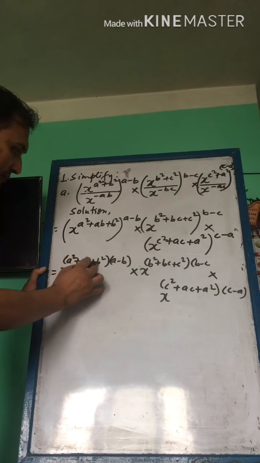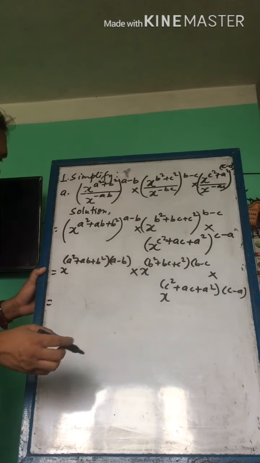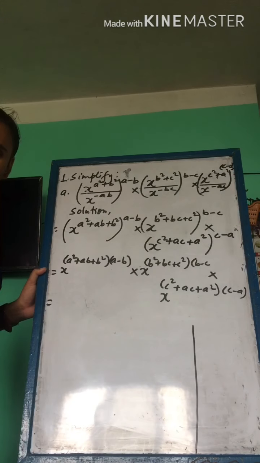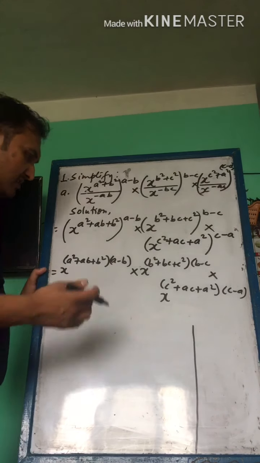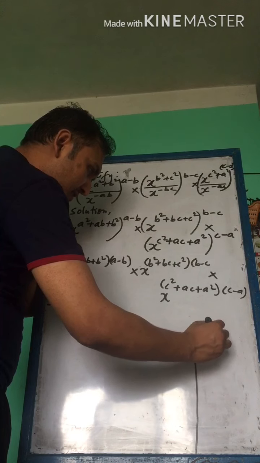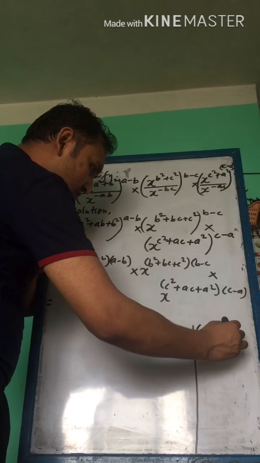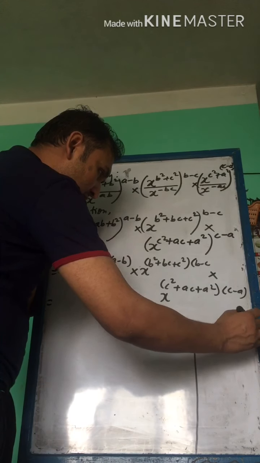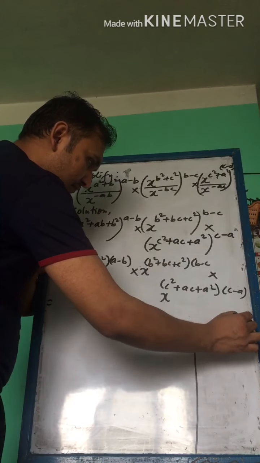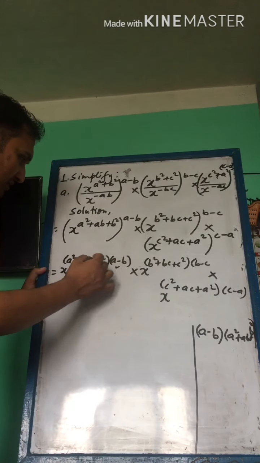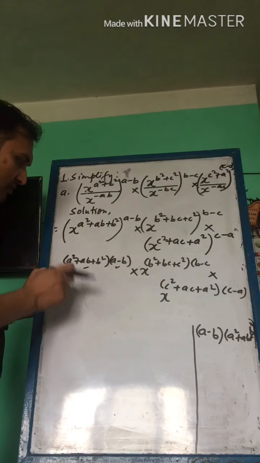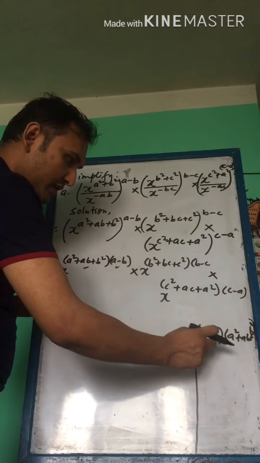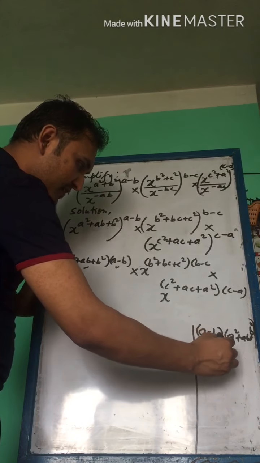a square plus ab plus b square into a minus b. Now you have learned this formula only. Formula means answer only. Don't get confused. If there is a minus b and a square plus ab plus b square, if you multiply these together, it is the same thing, whether you write this in front or that in front. What will be the product of this? When you multiply this, it will be equal to a cube minus b cube.